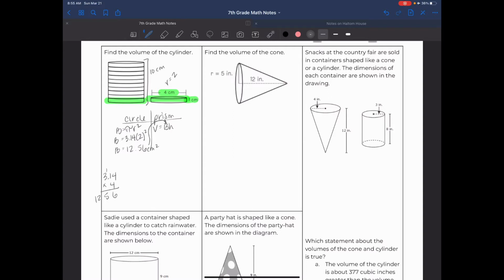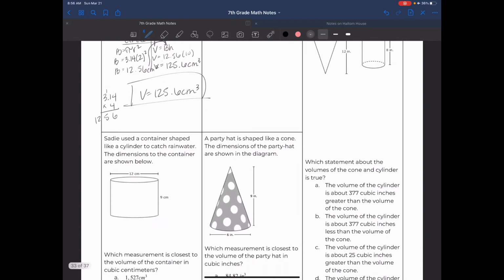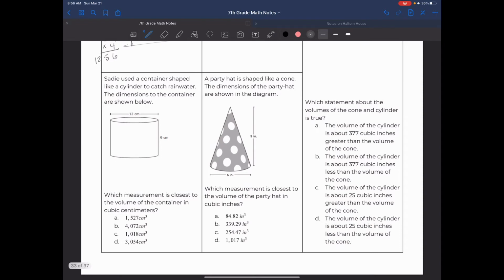Let's plug that in. So now I'm doing 12.56 times 10, and we should definitely know by now that multiplying by 10 is just moving the place value over to the right one time. So 125.6 centimeters cubed. Woohoo! All right, guys, try that same math with Miss Sadie's container.